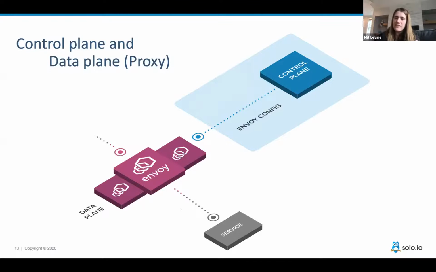There's a lot of stuff it can do, but there is one more thing: it's actually pretty dumb, right? It will do what you tell it to do. It's very powerful, but it will never do anything without you telling it. So someone needs to tell it what to do, and that's exactly the control plane. The data plane is the proxy itself. That's where the request is flying.